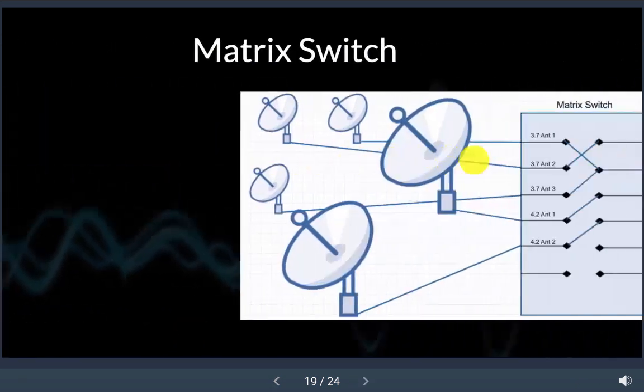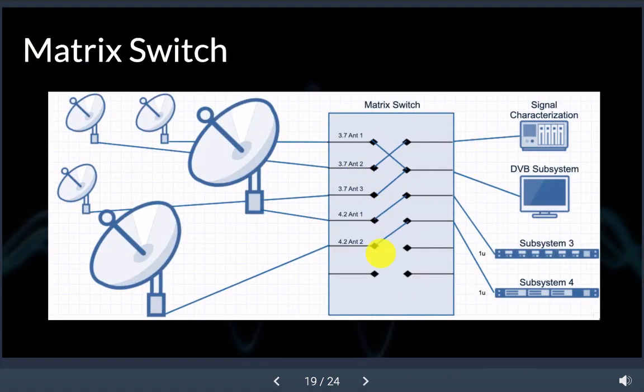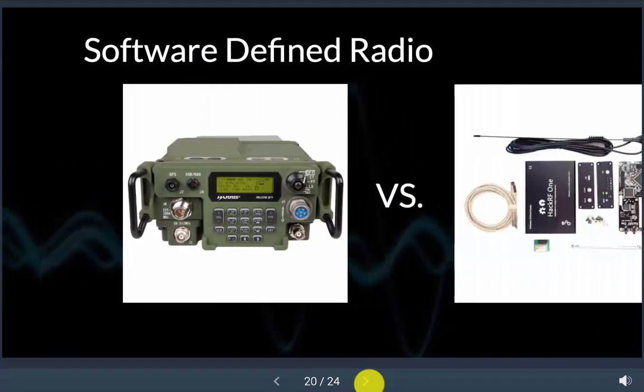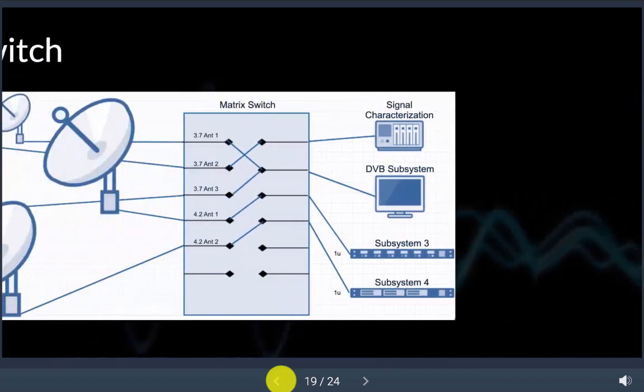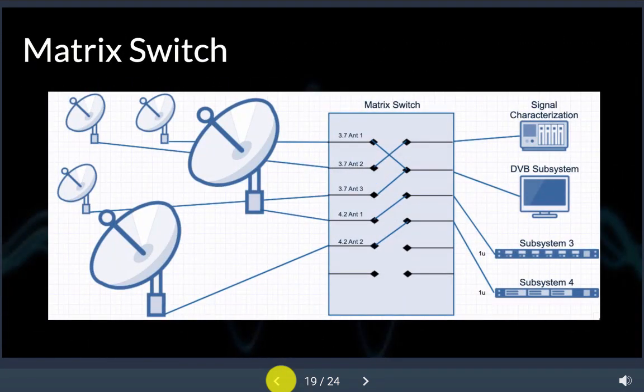So here I just did a little bit of patching. This is going to be a software interface, by the way. But I did a little bit of patching to push our 3.7 meter antenna 1 to go only to our DVB subsystem. Antenna 3.7 is going to go to the DVB subsystem also. And our 3.7 meter antenna 2 is going to go to our signal characterization or our spectrum analyzer. 4.2 meter antenna 1 is going to go to subsystem 3, and 4.2 meter antenna 2 is going to go to subsystem 4. And that pretty much concludes the signal flow of this actual system.